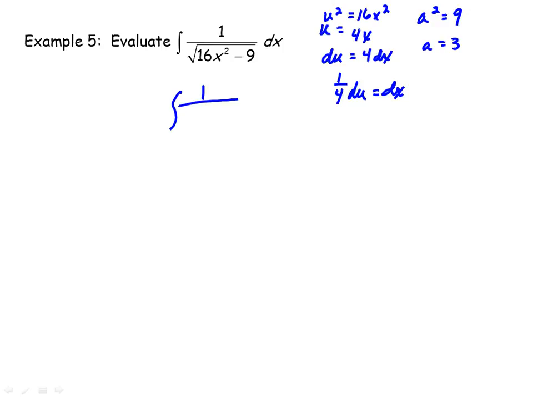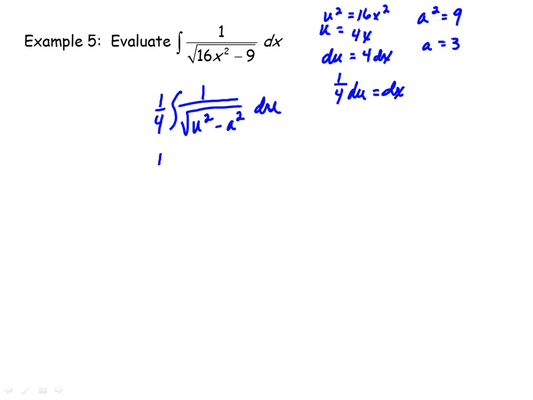One over the square root. What is 16x squared? Look over to the right. What is the straight substitution for it? U squared. What is 9? a squared. What is dx? Now we have it. dx is 1/4 du. The 1/4 you know goes out front, and now I can substitute dx for du, or du for dx. Please don't forget the compensations.